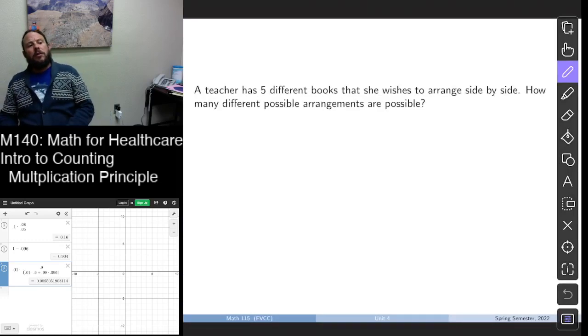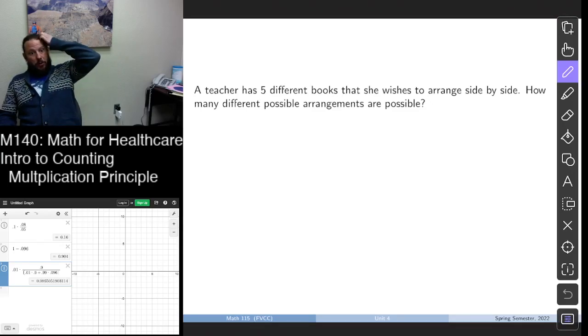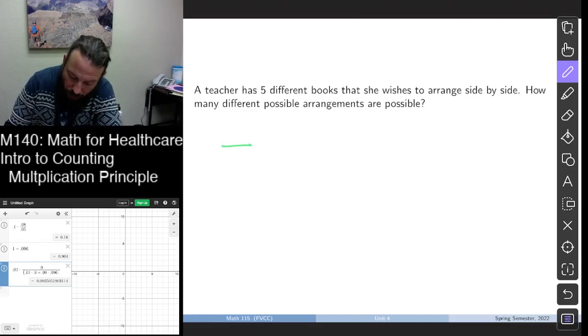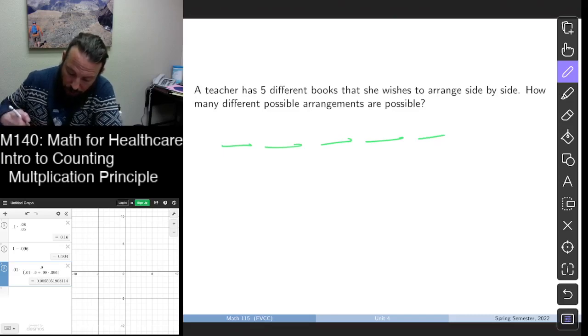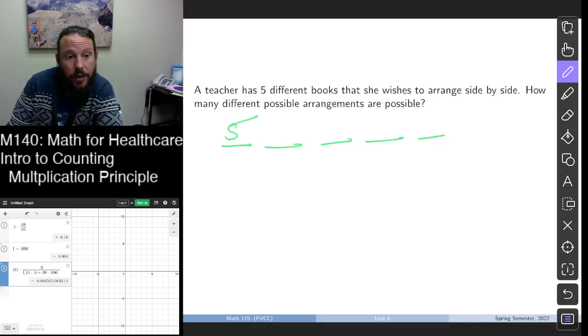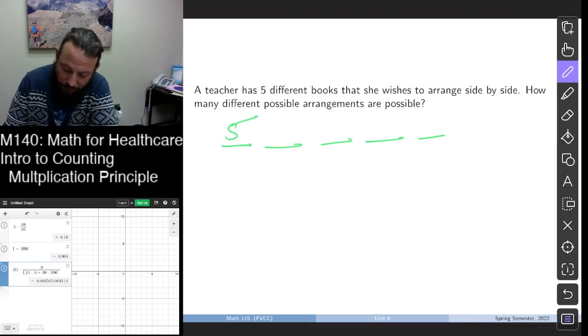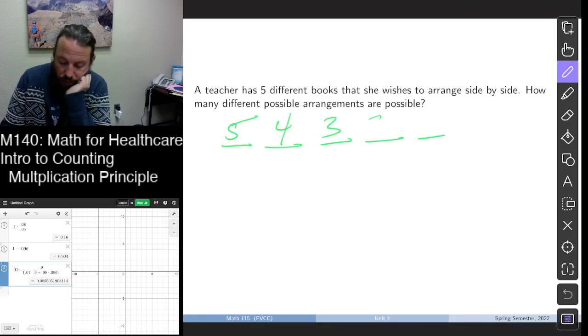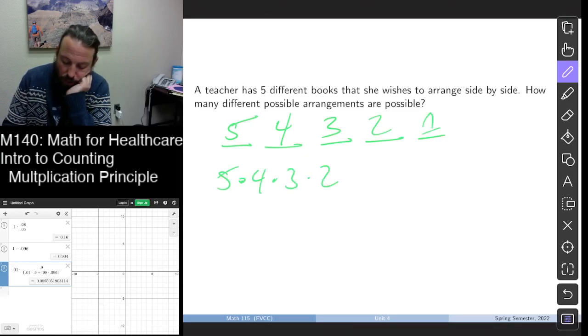Now, this is kind of similar. A teacher has 5 different books that she wishes to arrange side by side. How many different possible arrangements are there? Well, let's see. Think of them in a line. We've got 5 books. How many ways can I choose the first book? There's 5. How many ways to choose the second book? Well, now there's 4 books left, so you only have 4 choices. Then 3 and 2 and 1, so we get 5 times 4 times 3 times 2 times 1.